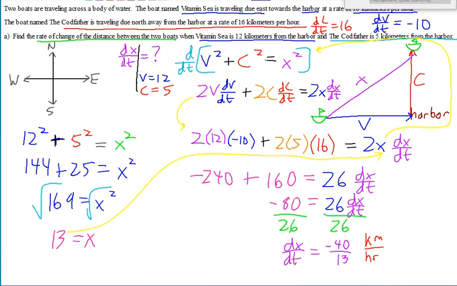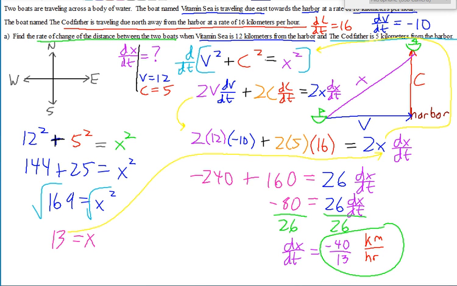getting smaller between them. Both the codfather is moving north, that's making the distance get larger. But vitamin C is moving east, that's making the distance get smaller. So really this is not one you could predict necessarily ahead of time whether the answer is going to be positive or negative. It could have been either. In this case it happened to be negative. It really depends on what the rates are, how large those are, as well as the specific numbers you substitute in for V and C in this case. So this one could have ended up being either one. In this case though, the distance is decreasing.